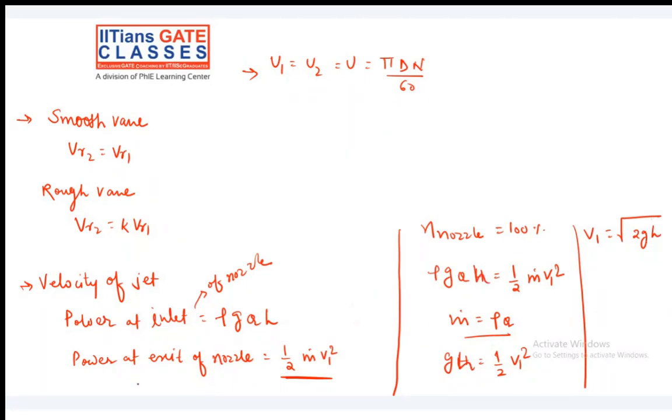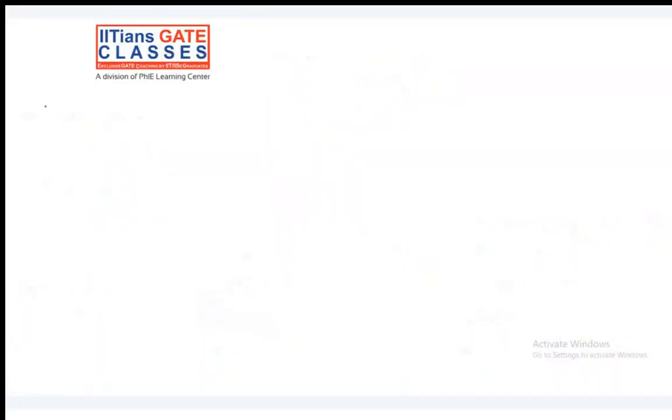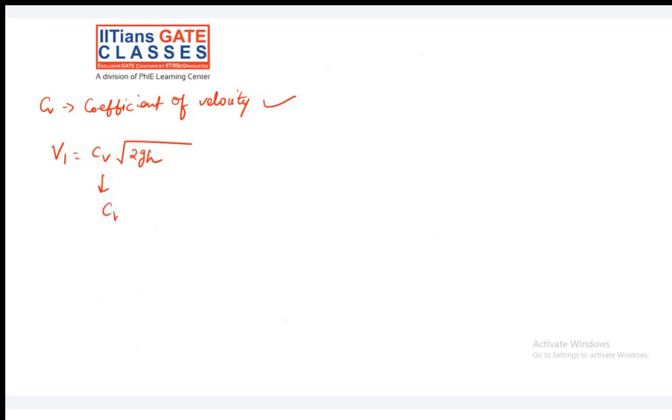Okay. And sometimes they will give you the coefficient of velocity. That means the nozzle is not 100% efficient. If the nozzle is not 100% efficient, then they will give you Cv, which is called the coefficient of velocity. If Cv is given, then your V1 will become Cv times square root of 2gh, and this Cv is always less than 1. Okay.